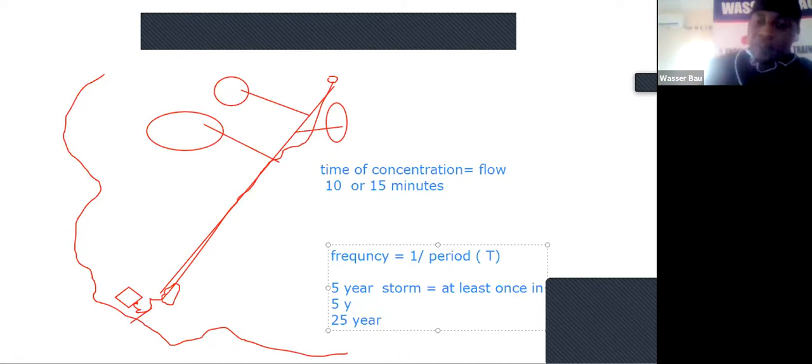It means that I expect this volume of rain, this intensity of rain, this magnitude of rain to hit the ground at least once in 25 years. That's what it means. I expect it to hit the ground at least once in 25 years.